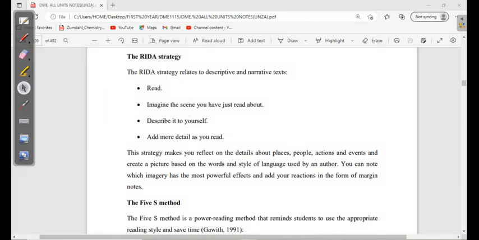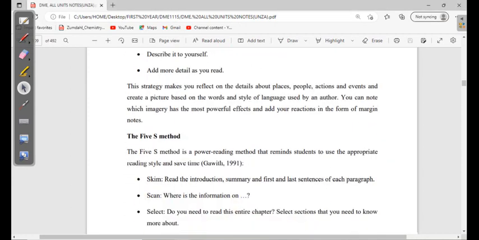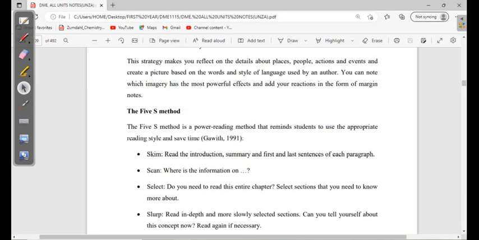So this strategy makes you reflect on the details about place, people, action, and events, and create a picture based on the words and style of language used by the author. So you can note which imagery has the most powerful effect and add your reactions in the form of margin notes. In other words, you're going to understand the point of concentration of the passage after you do that. And that is very, very important.